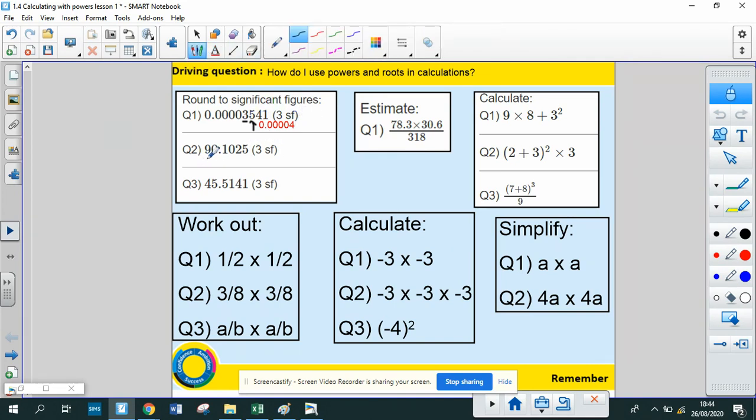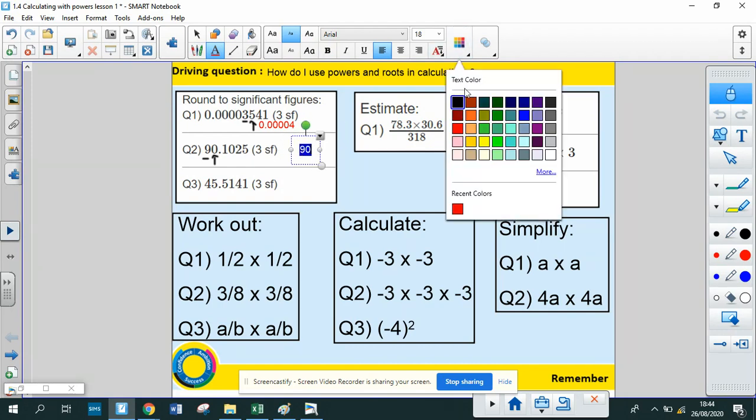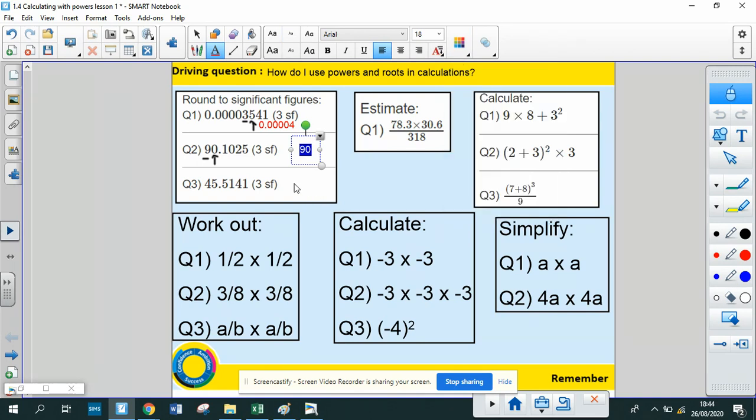The next question, we're going to round this to one significant figure. So we're going to round the 9. The 0 is the decider. So that's going to round to 90. Because the 0 means that the 9 stays as it is and doesn't round up. The next question. The most significant figure is 4 and the decider is the 5. So that's going to round it up to 50.